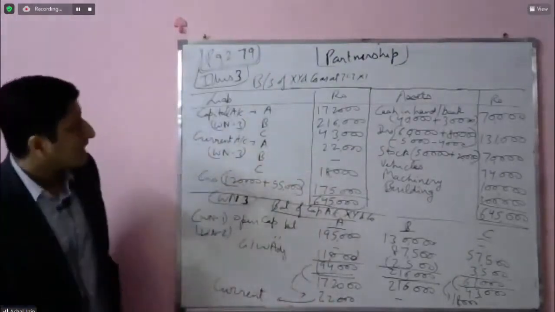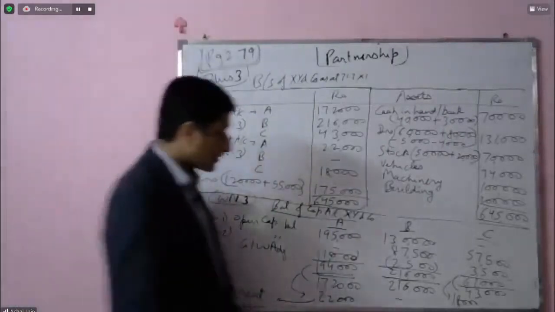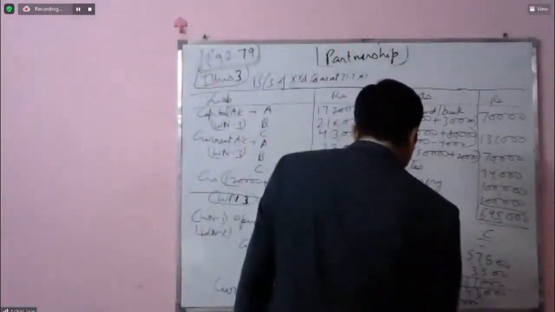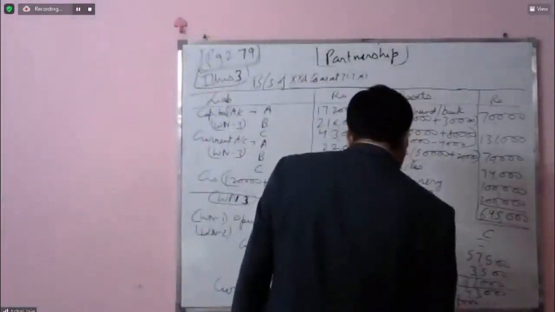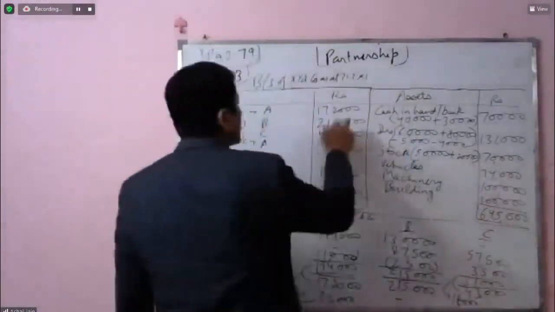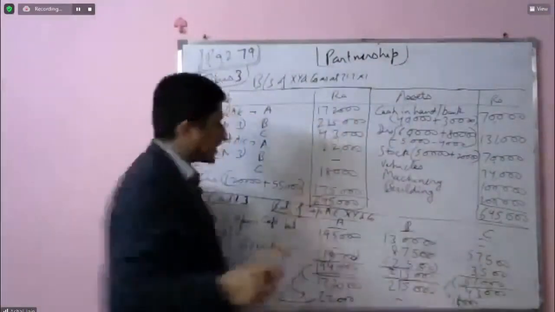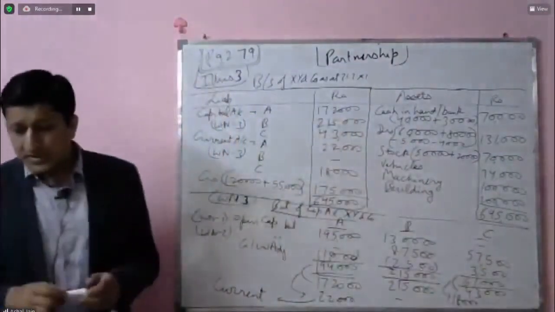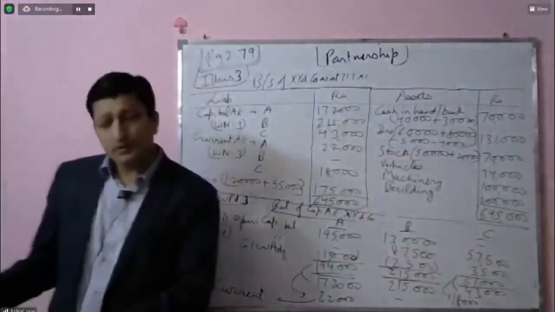Oh, I think I've written something wrong. So this is 2,15,000. So sorry, this is 2,15,000, and thanks for letting me know. This is 2,15,000. Okay.